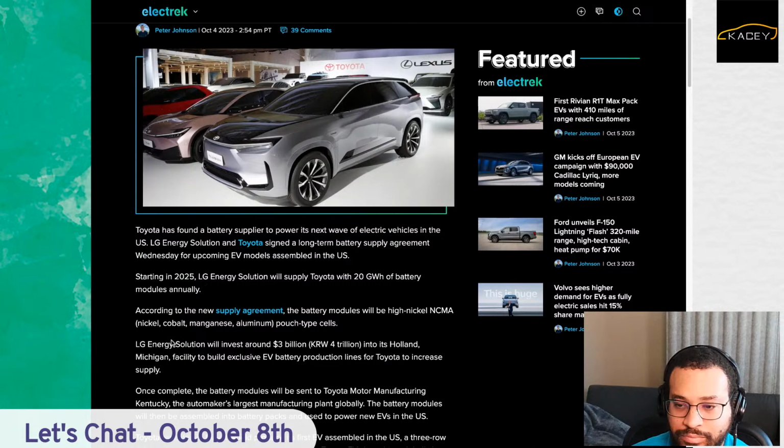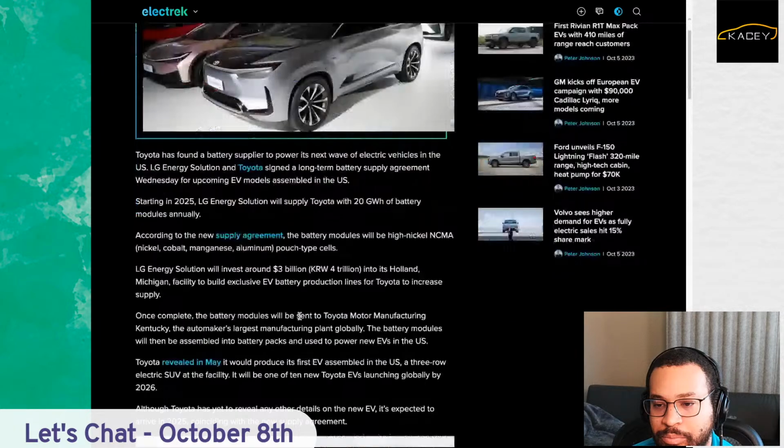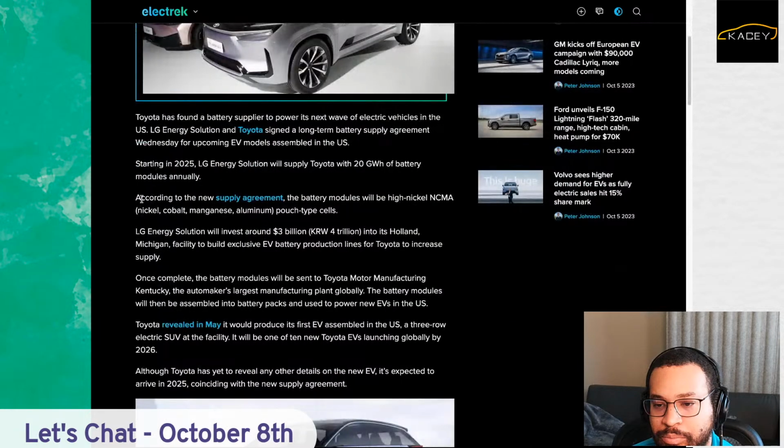According to the new supply agreement, the battery modules will be high nickel NCMA, nickel, cobalt, manganese, aluminum, pouch cell types. Oh, pouch cells again. There we go. Good luck. Park the car outside. Don't plug it in. Blah, blah, blah. I would hope by now that LG has fixed their quality control issues, but that was them. Anyway, Toyota loves them some pouch cells and prismatics. They're not really big on the round cells.